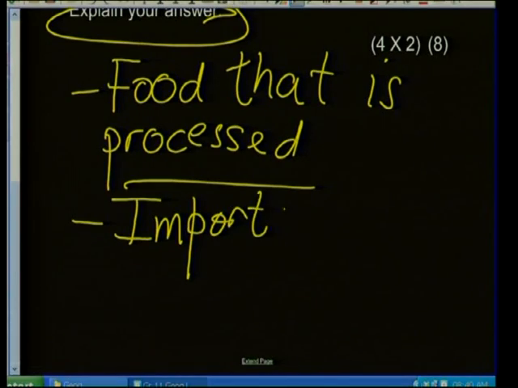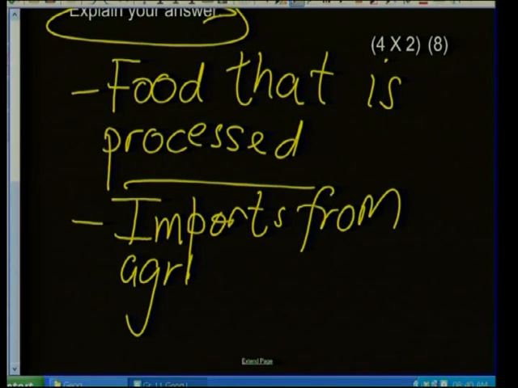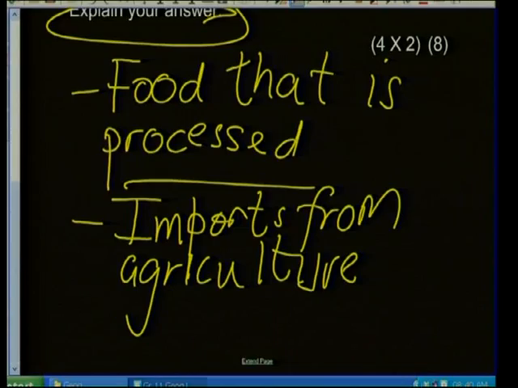Imports from agriculture. As the demand for more and more agricultural products increases, we are now forced to import various different forms of foods from various different countries. Often we get them at a cheaper rate.